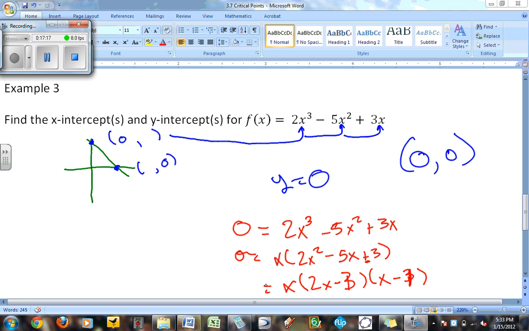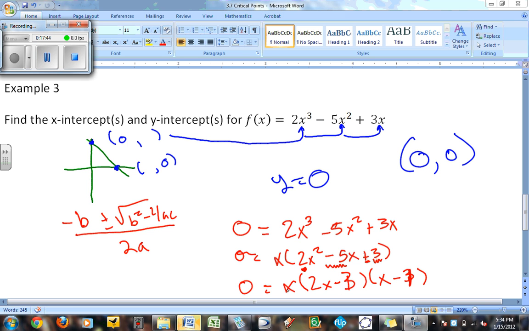If you're not sure how to factor, you can also use the quadratic formula, which is negative b plus or minus the square root of b squared minus 4ac all over 2a. And that's when you just plug in the coefficients. So anywhere you see an a, you're going to plug in 2. Anywhere you see a b, you're going to plug in negative 5. Anywhere you see a c, you're going to plug in 3. That'll also give you the zeros, or where y equals 0 as well.